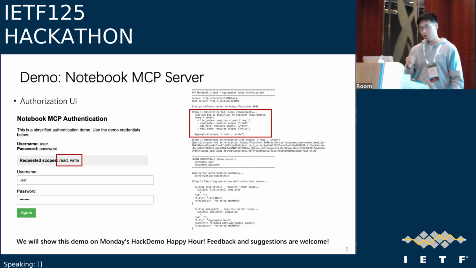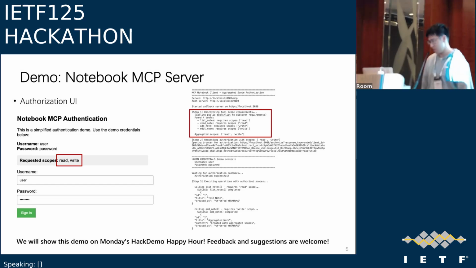And here's a demo. We have built a notebook MCP server with the UI shown here. You can see from the logs that we aggregate scope read and scope write to form a single authorization. We will show this demo on Monday's Hack Demo Happy Hour. We very much welcome feedback and suggestions. Thank you very much. Thank you for your attention.